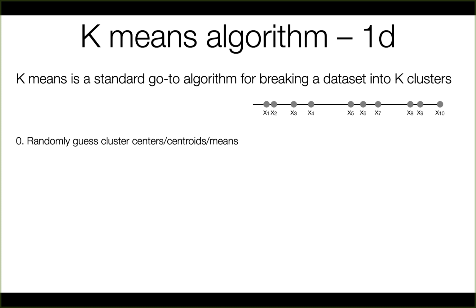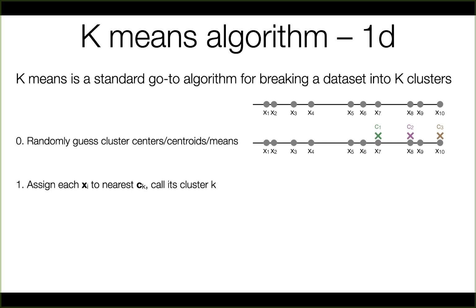K-means will start by randomly guessing the cluster centers. So I'll randomly select 3 points. These are the ones that I select: x7, x8, and x9. Then I'll assign to every single observation the nearest cluster. This simply means that I'm going to color all of the points according to each of the colored centers that I've described. So all the points to the left of C1 are green. X8 and X9 get assigned C2 because they're closest to C2. And then X10 gets assigned C3 because it's closest to C3.